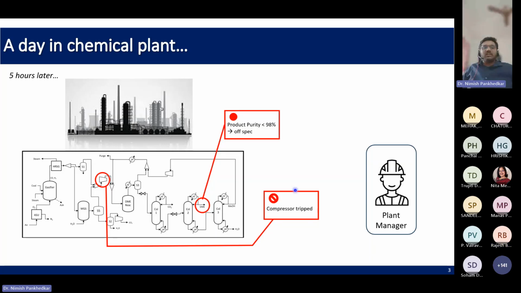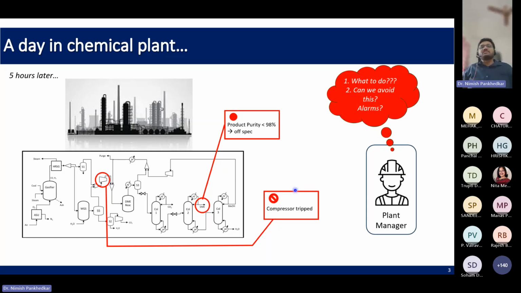Exactly. So what we are trying to do here is retrospect, go back into the data and check what went wrong. But it will not avoid the harm or the bad that has already been done in this particular shift. So as a plant manager, we can certainly think on this. What to do now, you already answered, all of you. Then can we avoid this situation?